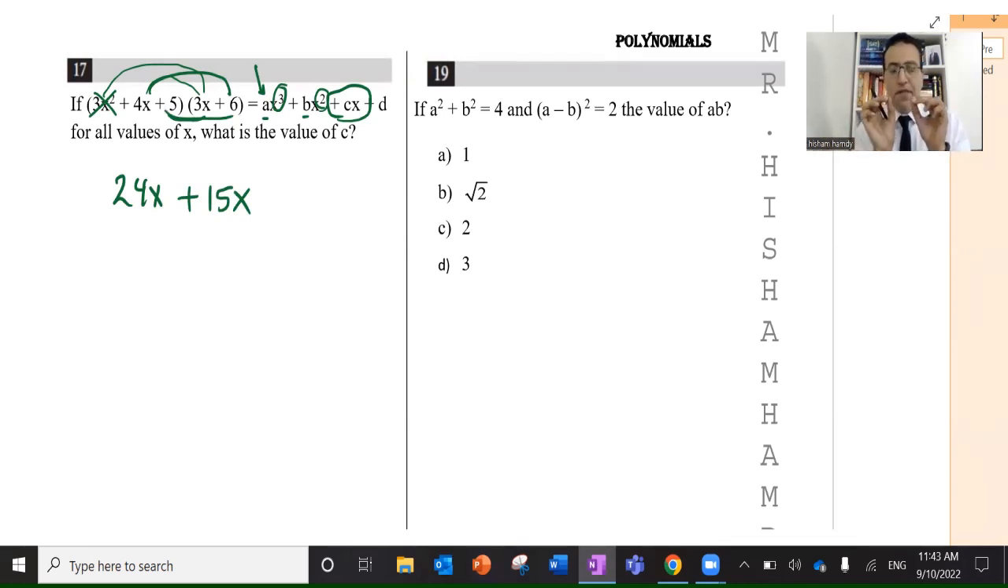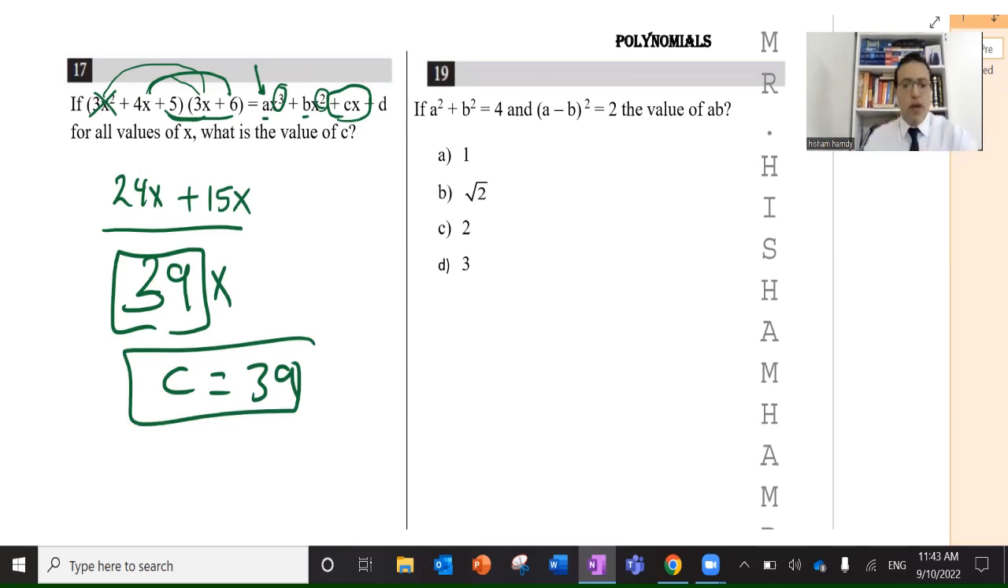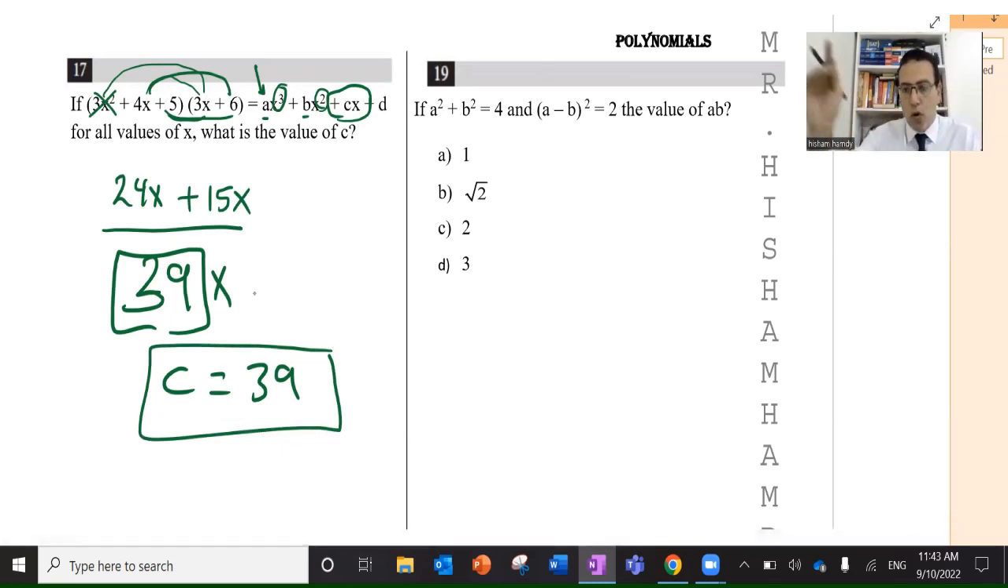And I'm not looking for A or B or D. I'm looking for C, the coefficient of x. By adding these two, it's going to be 39x. So the value of C is equal to 39. So the difference between this one and the one that we solved, number 16, is that I don't have to expand the whole terms. Let's go to question 19.